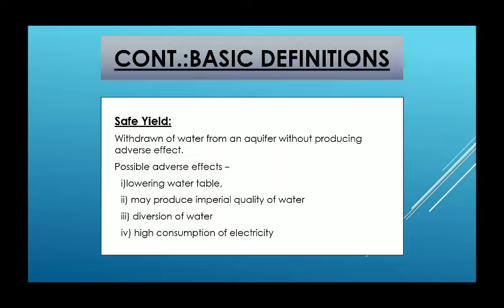Water withdrawal in excess of safe yield is termed overdraft. Possible adverse effects of overdraft through excessive pumping are lowering of the water table. Pumping beyond a certain level may produce inferior quality of water. Overpumping may result in diversion of water from other resources, creating shortage elsewhere and leading to disputes. Excessive pumping may also cause high consumption of electricity.